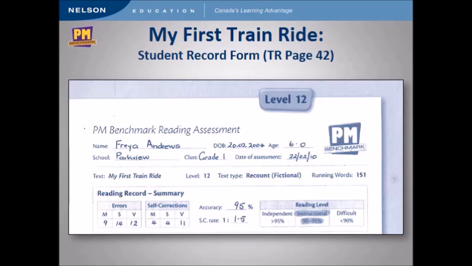So let's work through an example of selecting the appropriate level of text for this student. When I look at page 1 of the student record form, we look at the reading level for this particular student, and we notice that the student is reading at 95% accuracy, and that falls into the instructional reading level. So we know that level 12 is the appropriate level for this student in terms of their accuracy rate. However, as we stated in the next slide, we also need to look at the student's retelling and comprehension.